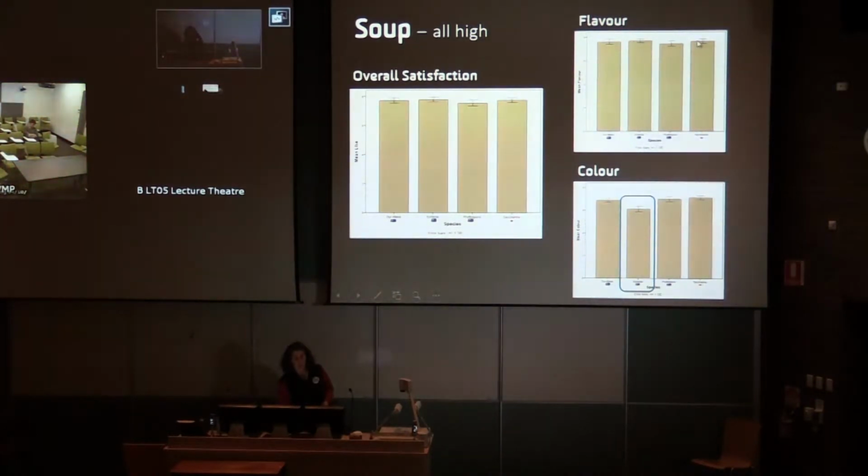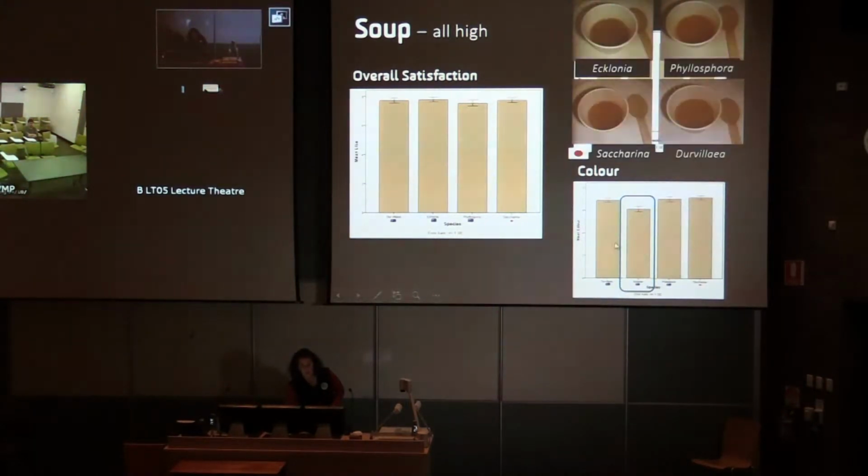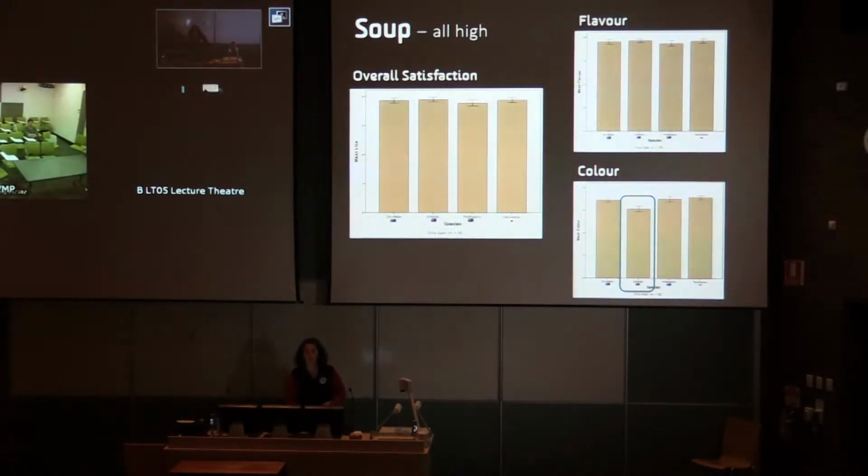Similarly, when we looked at the individual attributes, just looking here at the flavour, there was no difference amongst the species. The only difference we found, out of any of the attributes between the different species that we looked at for the soup, was this difference in colour. We can see this here, where the Alecia, one of our Australian species, was scored less favourably for colour. But interestingly, that didn't actually affect people's opinion of the flavour or the overall satisfaction of the dish. So it doesn't look quite as nice, but it still tastes good. So take a message from that.